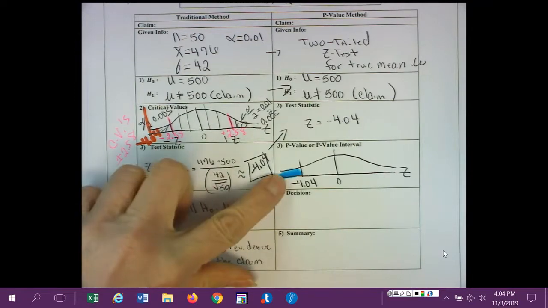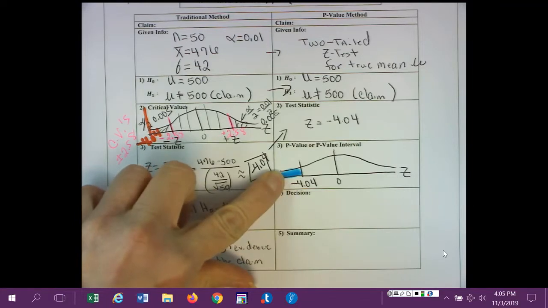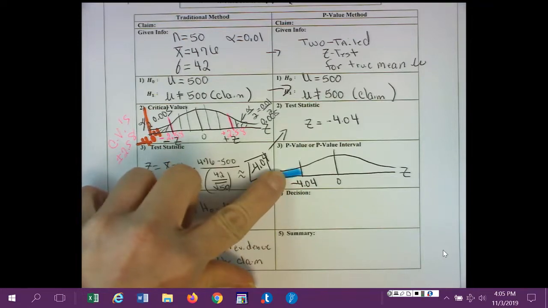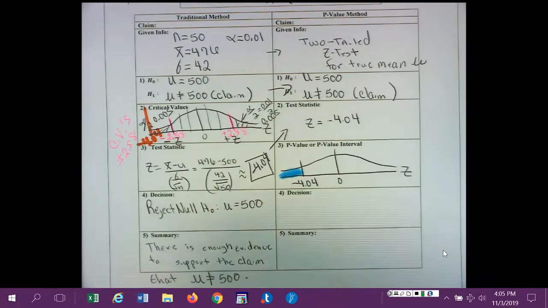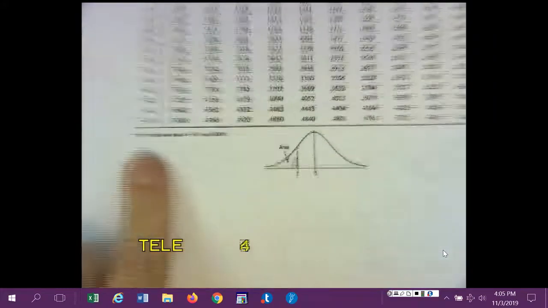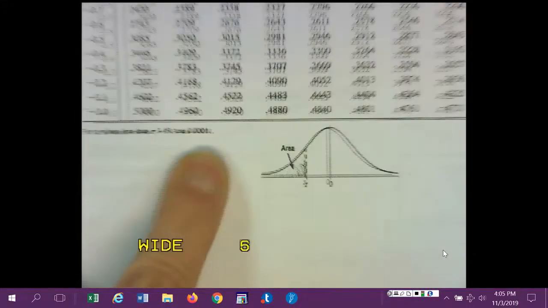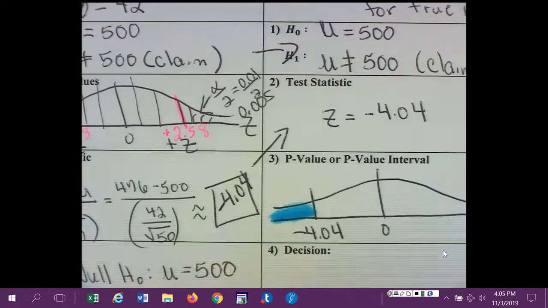If this were a left-tailed z-test with this same test statistic of negative 4.04, then all of this area would be the p-value. But since this is a two-tailed z-test and this is your test statistic, then you're going to have to find this area and double it. Now, when you go to your z-table and you try to look up something like a negative 4.04, you have to go to your footnote and it says for z-values less than negative 3.49, the area below it is 0.0001.